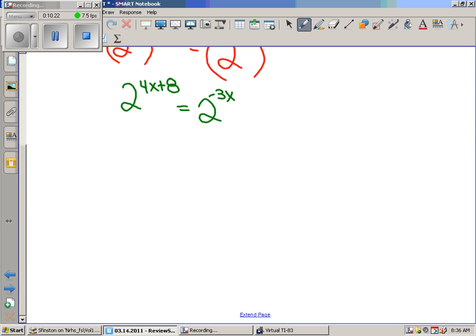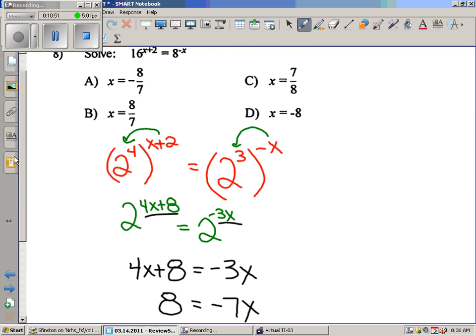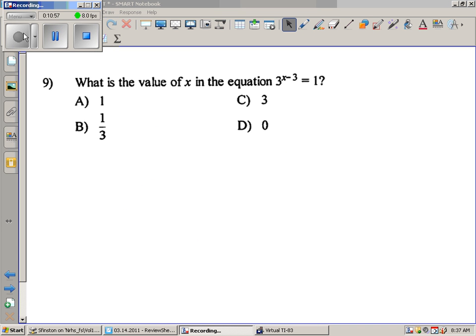You set the two exponents equal to each other because they have the same base. So 4x plus 8 equals negative 3x. I'm going to subtract 4x from both sides to get x by itself. So 8 is equal to negative 7x. Divide by 7, x is going to be equal to 8 over negative 7. Whole lot of exponential stuff. Now you could take care of this using logs really easily. Or, Dorman, what's a shortcut?